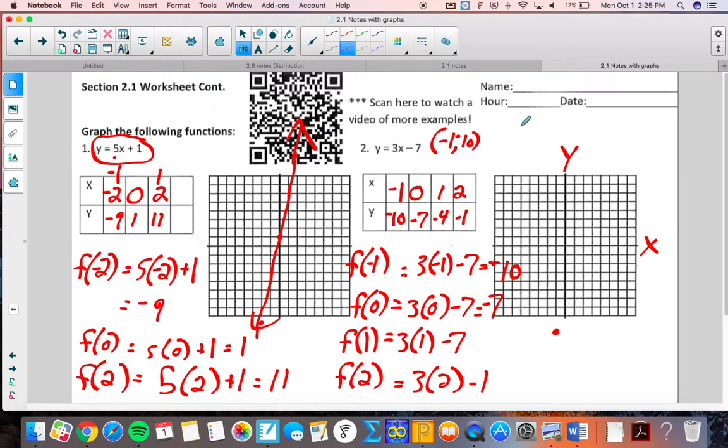When x is 0, y is negative 7. So don't go left or right, go down 7. It should be right there. When x is 1, y is negative 4. So go right 1. So that's where x is 1, but go down to negative 4 for the y's. And x is 2, y is negative 1 looks like that. Boom. I'm going to go a little faster for the next couple here, folks.